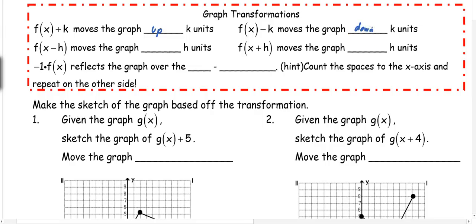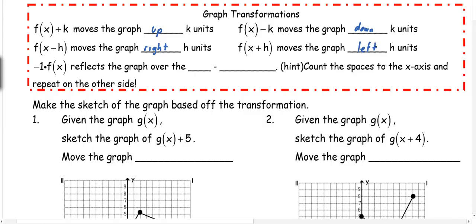of units. So if the number is outside the parentheses and is added or subtracted, that controls going up or down. If the number is inside parentheses, so we have f of parentheses x minus h, we are going to move to the right h units. If we have f of parentheses x plus h, we're going to move the graph left h units.